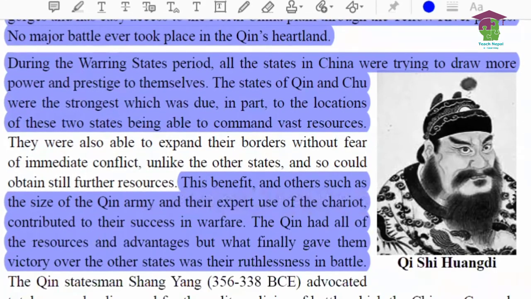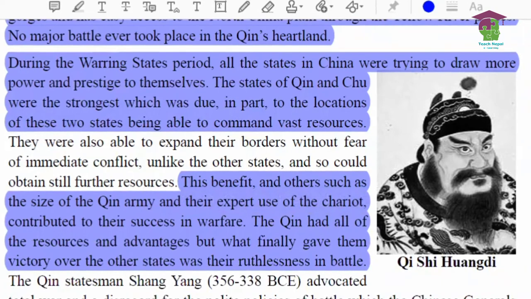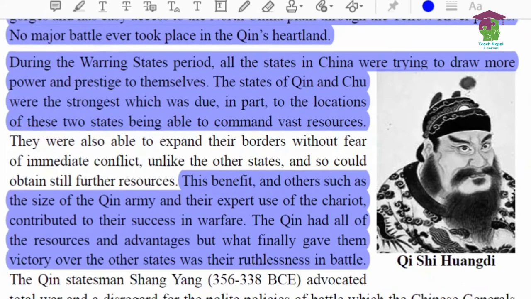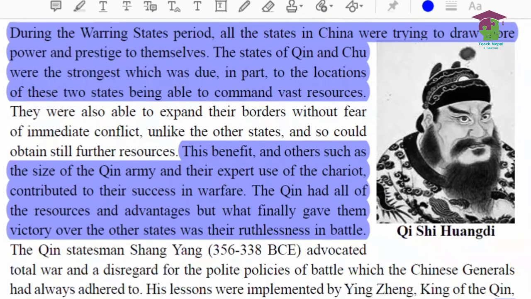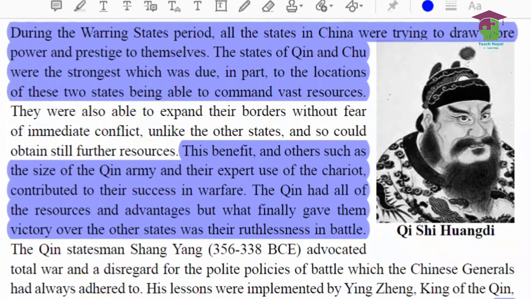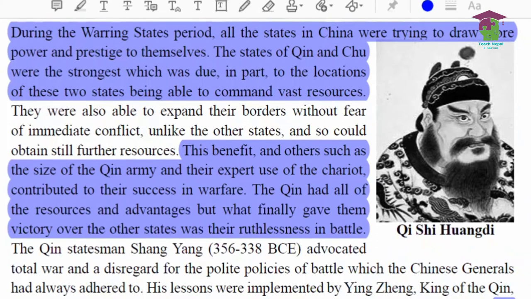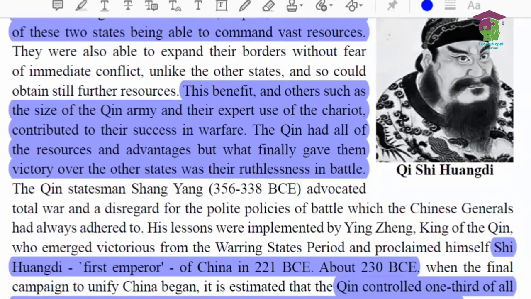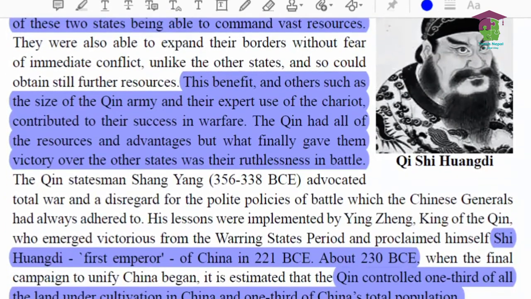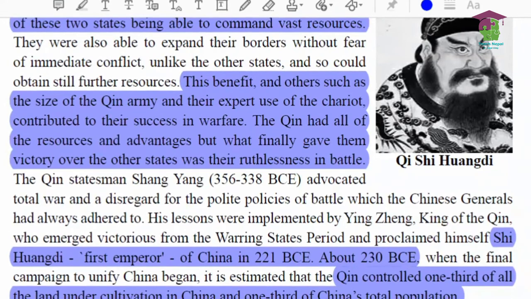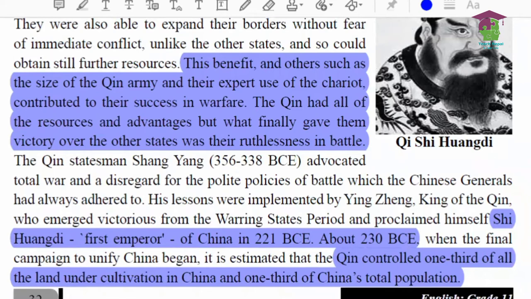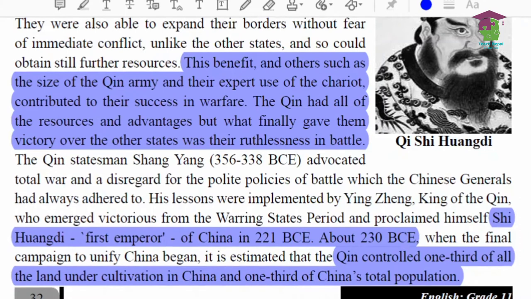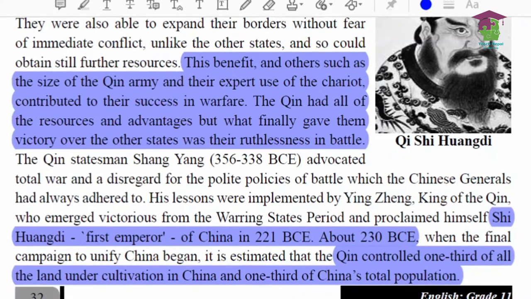The Qin dynasty had a benefit of its own, and out of fear they were able to expand their territory because of it, such as the size of the Qin army and their expert use of chariots. When the soldiers could use them, they contributed to their success in warfare. They became the most powerful state there, and they merged all the states. First they penetrated Zhou and won there, and gradually other states were also included. So Si Hung Dei, the first emperor, came to power in China in 221 BC, and the Qin dynasty at that time controlled two-thirds of the population.